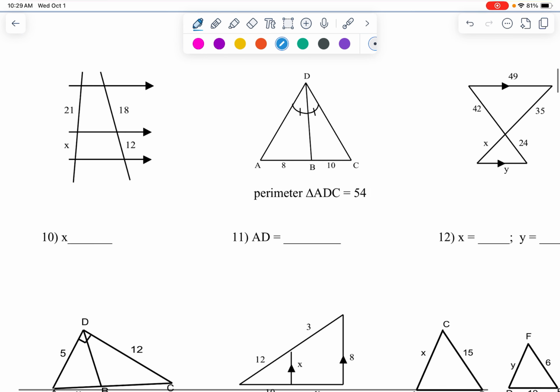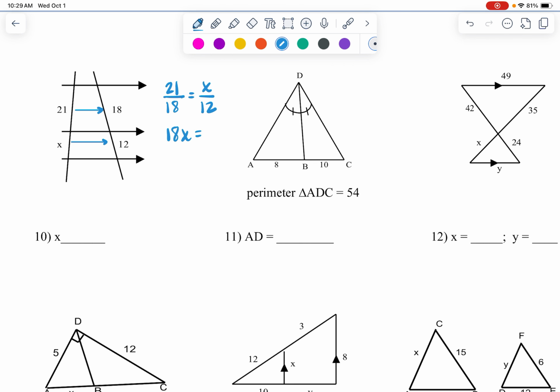Let's see, number 10, this is also a proportionality theorem. That literally just says that the pieces between the parallel lines must also be proportional. So 21 is to 18 as x is to 12. Now I went left to right, left to right. You can also go top to bottom, top to bottom. It gives you the same proportion or the same cross product, so either way is fine. All right, a quick solve. I feel like doing that in my head. 21 times 12, so 252 divided by 18. I am getting 14.